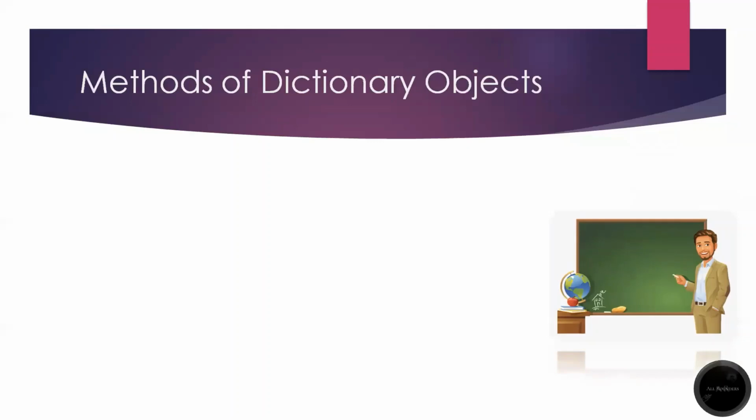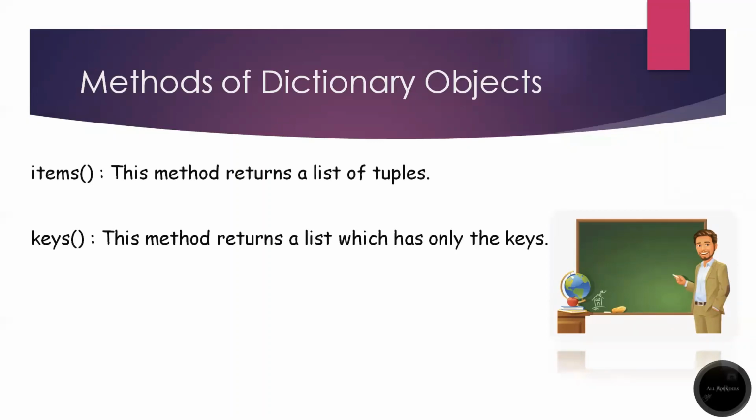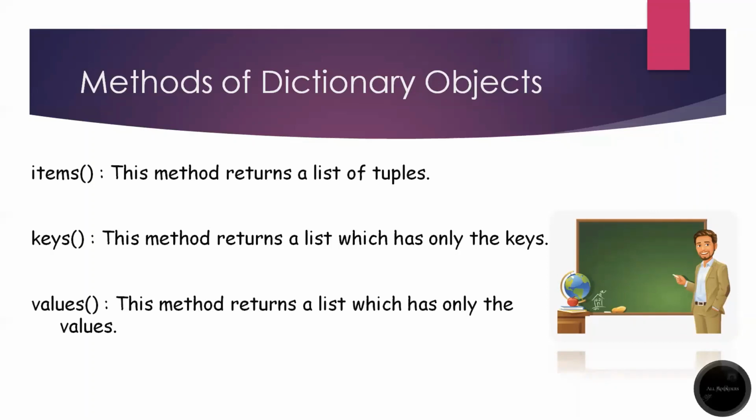Then we have the methods of the dictionary objects. First of all, we have items. This method returns a list of tuples. Then we have keys. This method returns a list which has only the keys. And by using values, we can get only the values. Like in this method, it is already stated that this method returns a list which has only the values. So guys, that's all for the theory part.